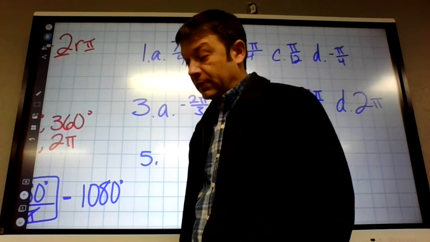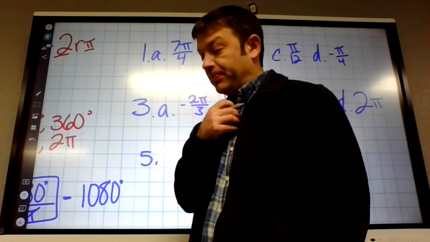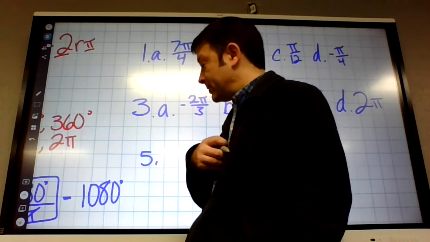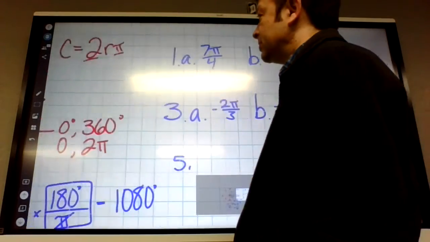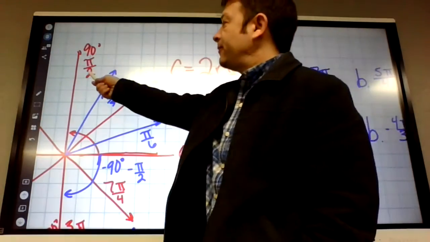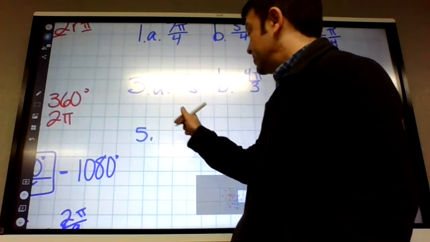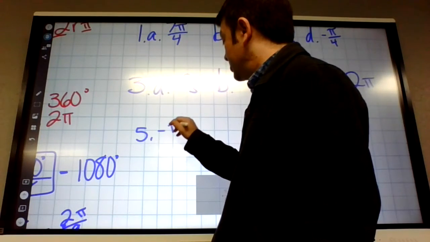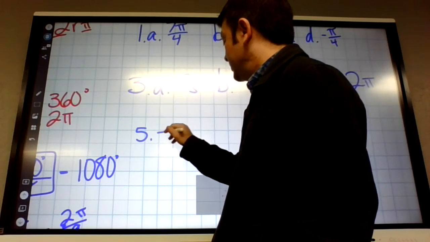Number 5. Do you guys remember pi over 2 for number 5? What was that? 90. Half of 180, so it's 90. Since it's negative though, you've got to put negative 90 on it.